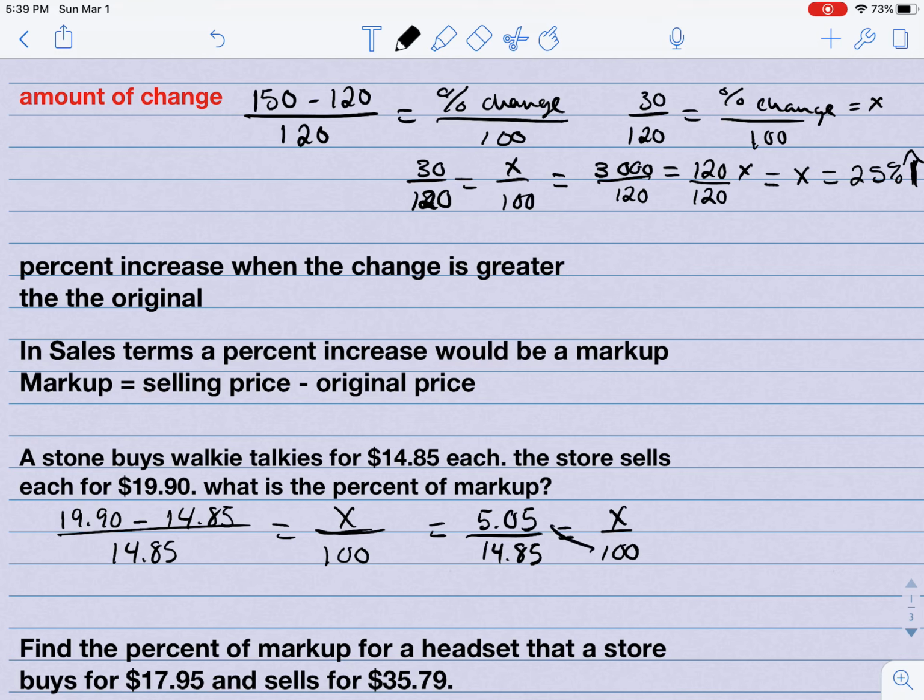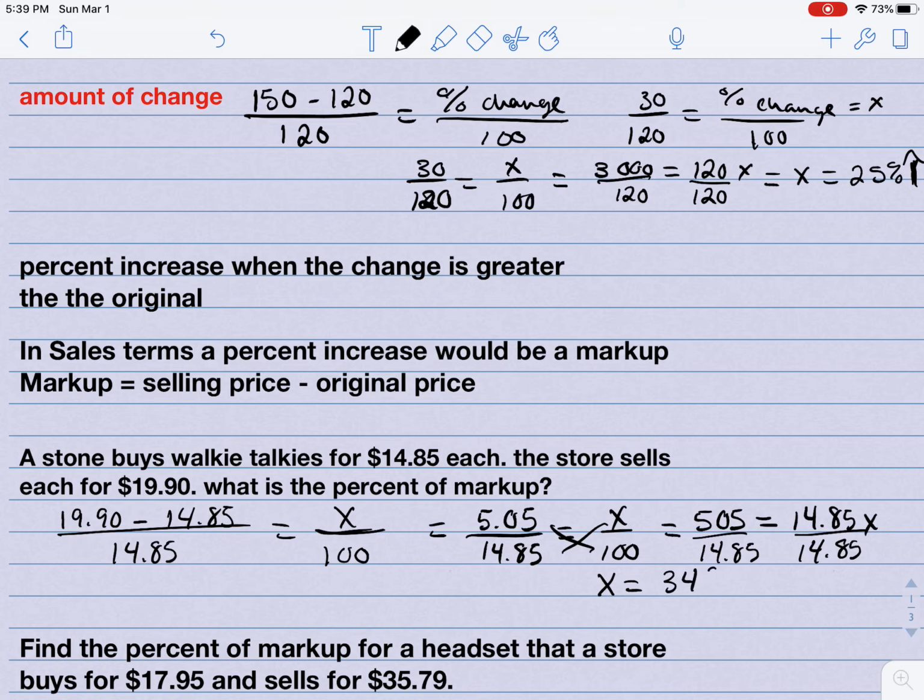You can take the cross product. So 100 times 5.05 equals 505. And that's going to equal 14.85x. Okay, we found the amount of change and put that over the original. Then we take the cross product, and now the last step is to solve for percent markup. So once again, you're going to divide by the coefficient, which is the 14.85. That'll leave us with x is equal to about 34%.